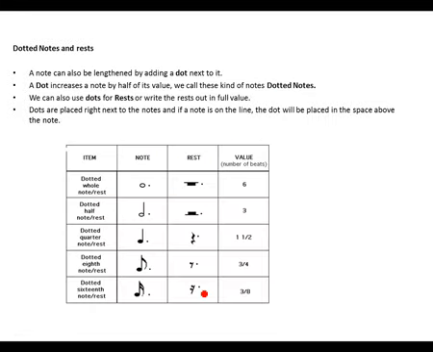Dotted notes and rests. A note can be lengthened by adding a dot next to it. So we can also extend notes by adding dots. A dot increases a note by half of its value. So a dot is different from a tie. We call these dotted notes.